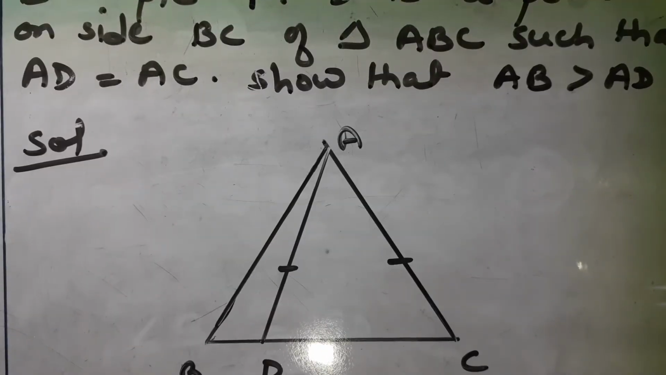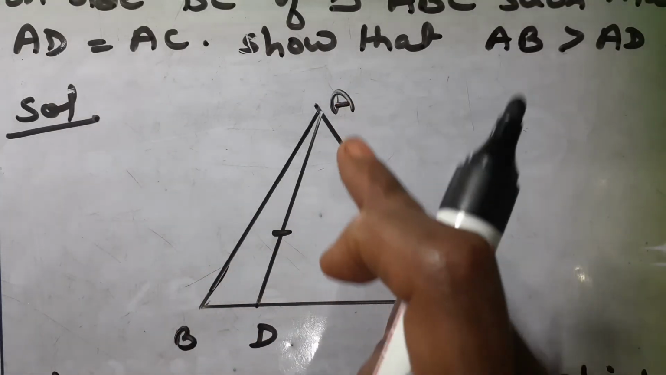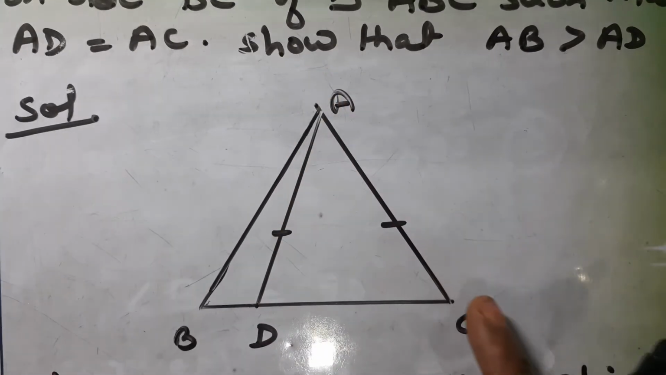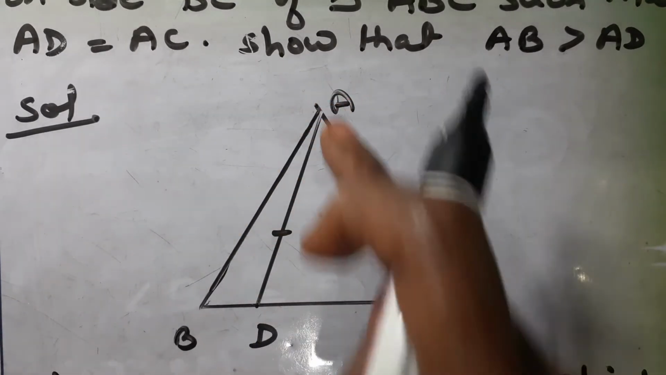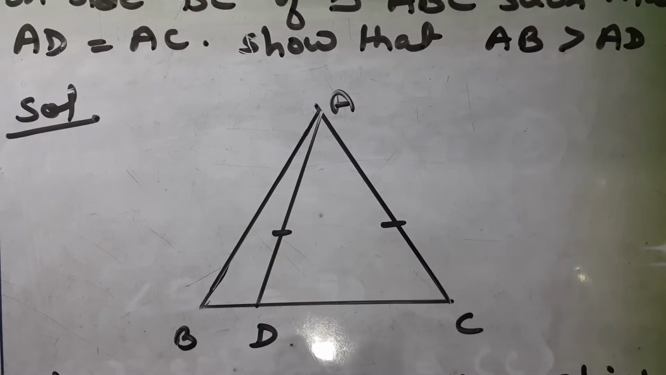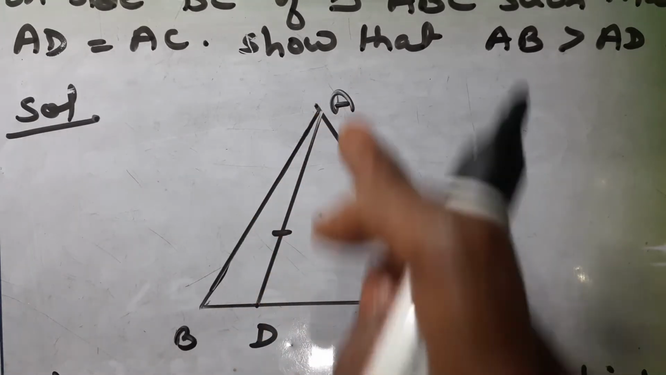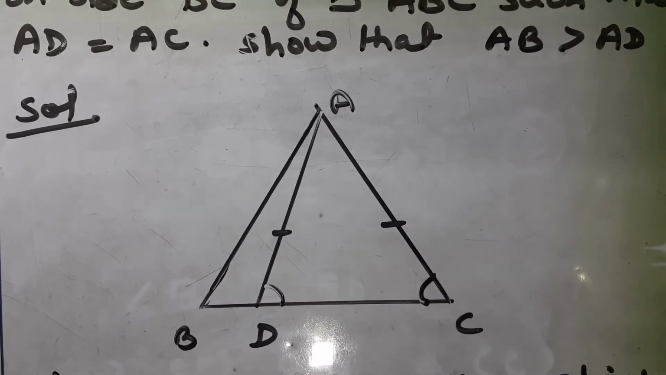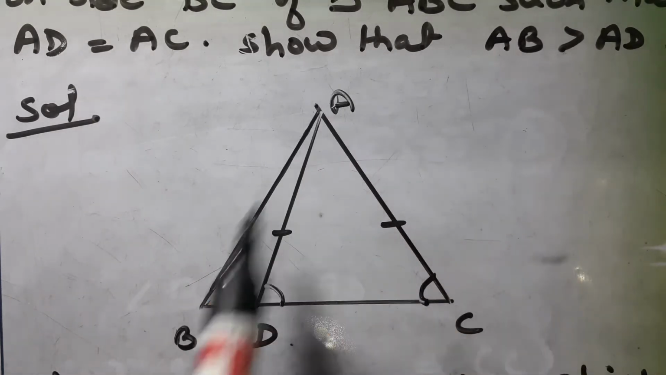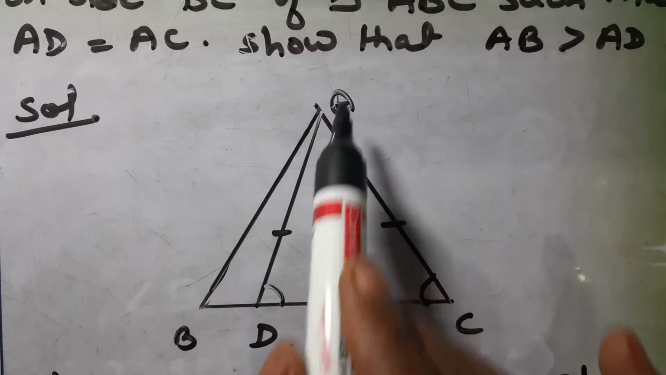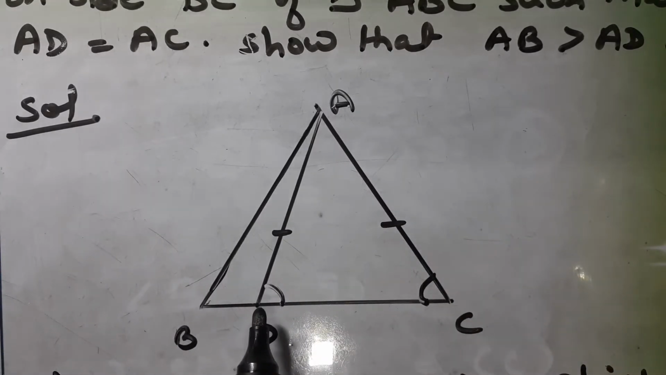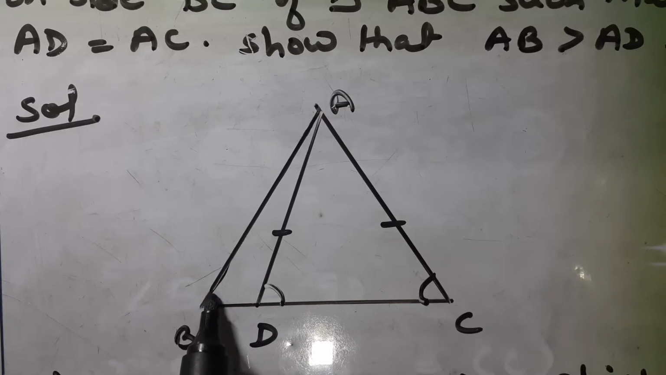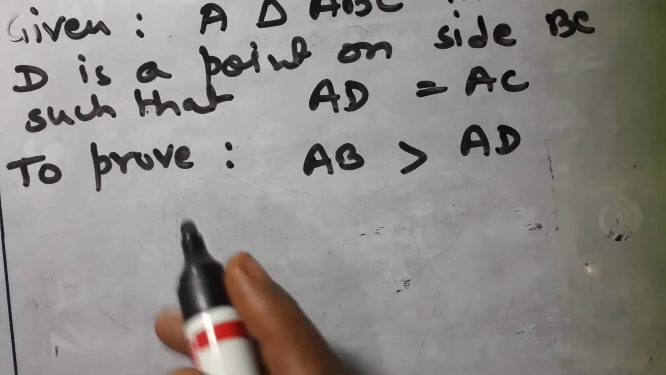Now look at the figure. In the figure we have given AD is equal to AC. We have to prove AB is greater than AD. Now AD is equal to AC, therefore this angle will be equal to this angle. Now for triangle ABD, angle ADC is an exterior angle, so naturally it is greater than angle B. So we will use this to prove the question.